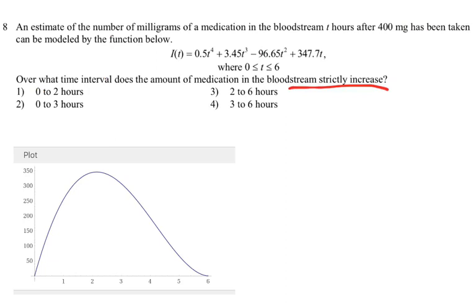Now in this case, I sketched this function over here, and we are looking for where it's strictly increasing. Then you can see that it's coming from the first 2 hours, which is choice 1.